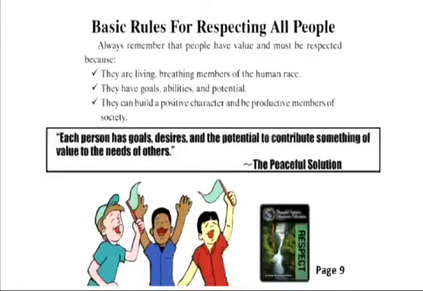Back to the slide, it says, each person has goals, desires, and the potential to contribute something of value to the needs of others. The peaceful solution. So everybody on this earth has that potential, whether we can see it or not, doesn't matter. Remember that. So remember the three basic rules of respect for all people on page 52 before we stop tonight: be polite and courteous, recognize the value and worth of all people, and accept that people are unique and have different beliefs and values. And that's okay.